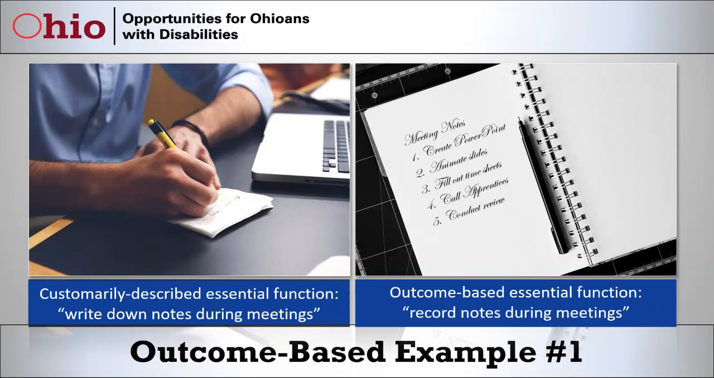Dustin, another way this outcome can be achieved is by using a speech-to-text device. For example, there are smart pens which can record what they hear during a meeting, and then this audio recording can be uploaded to a computer into a document. An employee could then edit these notes and distribute them to the team. That sounds like it might be more accurate and efficient too. Can you share one more example of writing an outcome-based essential function?